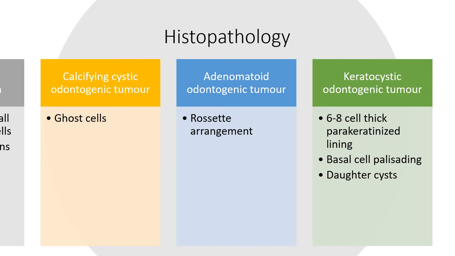When it comes to keratocystic odontogenic tumor, we need to be really careful with the diagnosis because it radiologically may resemble a dentigerous cyst, but histologically is known to be more aggressive than that. It will have a very typical 6 to 8 cell thick keratinized lining with the basal cells exhibiting palisading, and also the presence of a lot of daughter cysts.